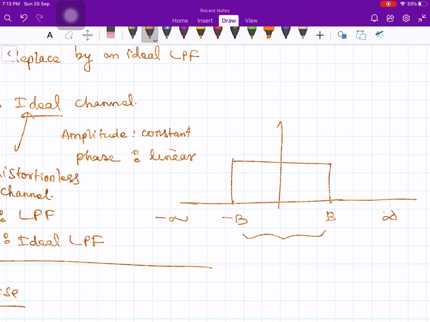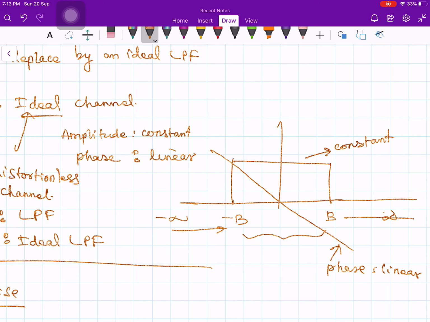As long as my channel behaves very well in this band, then I am quite happy. I don't mind how my channel is going to behave outside my bandwidth. My only primary concern is whether my channel is good in this band from minus B to plus B. So it is constant, no problem. And the phase is linear. It passes through the zero line like that. That's all.